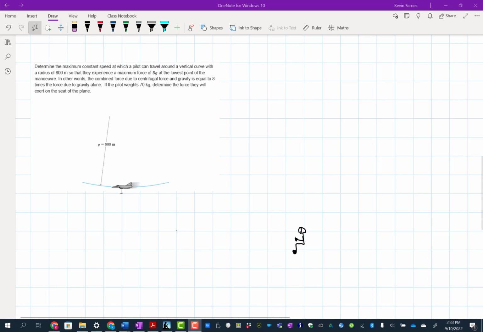Those are acting in the same direction. When this plane is at the bottom of that curve, gravity and centrifugal force are going to be in the same direction. Anyway, we're going to have to try and figure out, so it's got a kind of center of rotation or a curvature. The radius of curvature is 800 meters.